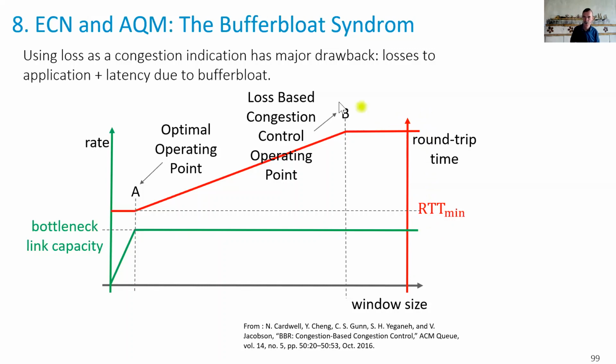So this is exactly the problem here. We would like to operate here. We would like to be just at the link capacity. We would like to discover this value. And once we have discovered this value, we should not fill the buffer. We should stop sending more, continue sending at the rate that we have discovered here, and stay there.